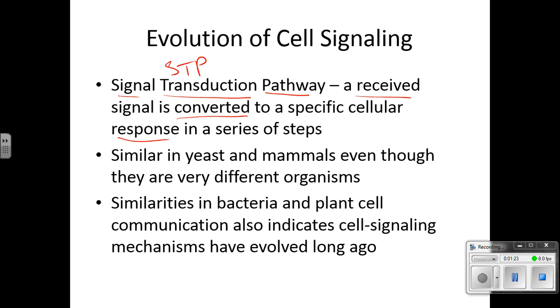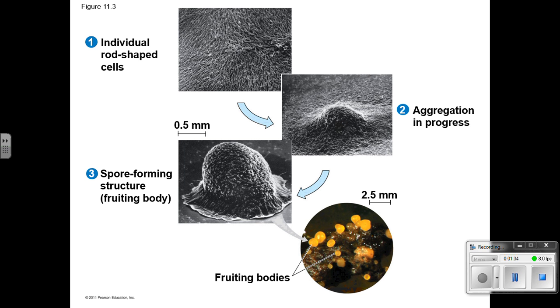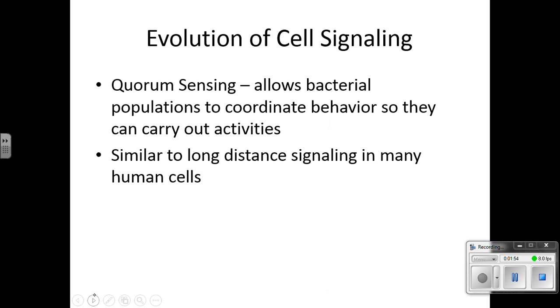It's similar in yeast and mammals, even though they are very different organisms. Similarities in bacteria and plant cell communication also indicate cell signaling mechanisms have evolved long ago. This shows some cell communication with, it looks like, some spores, some mold here. Individual rod-shaped cells aggregate in progress and form a structure, a fruiting body, and so all of these cells have to communicate with each other in order to get the end product created.